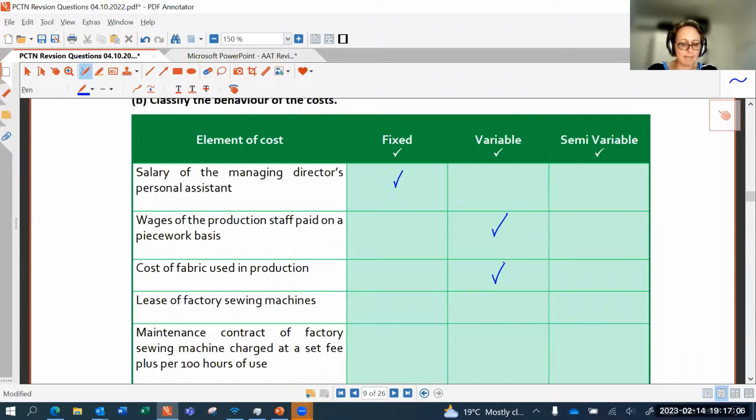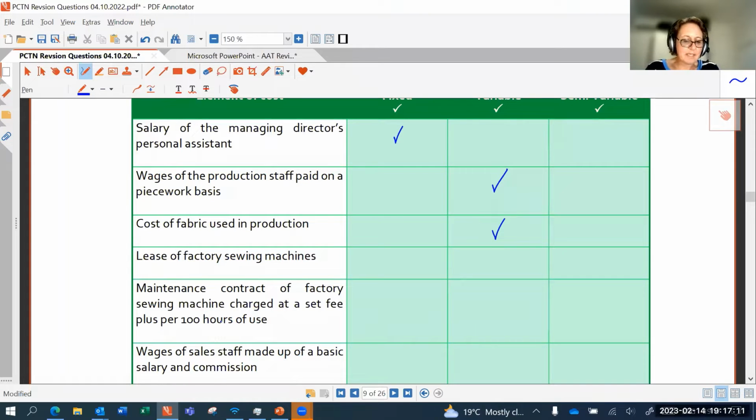Lease of the factory sewing machines. That's an interesting one, isn't it? A lease. Do you think that the leasing company are going to charge us more for a sewing machine if I use it more? They're not, are they? It's going to stay the same. Don't know if anybody has a car, maybe on hire purchase. It's a very similar idea. You buy your car on finance. Does the car company charge you more because you drive more? No. Do they charge you less because you didn't go very far during COVID? No. So the lease of the factory sewing machine is fixed. You will pay the same lease payments irrespective of how many hours you spend sewing.